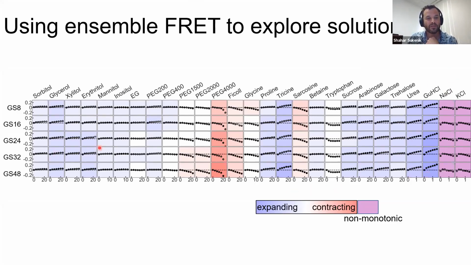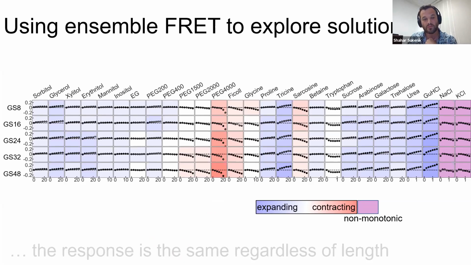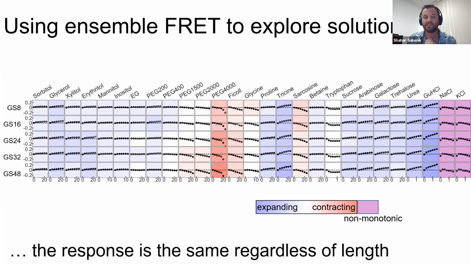And then we see some more interesting things with others. Especially notable is the fact that, for example, salts in these sequences have this non-monotonic effect. But overall, you can see that regardless of their length, the GS linkers behave in the same way. So the response to the solution space scan for glycine serine linkers is the same regardless of length. And we're really happy to see this.